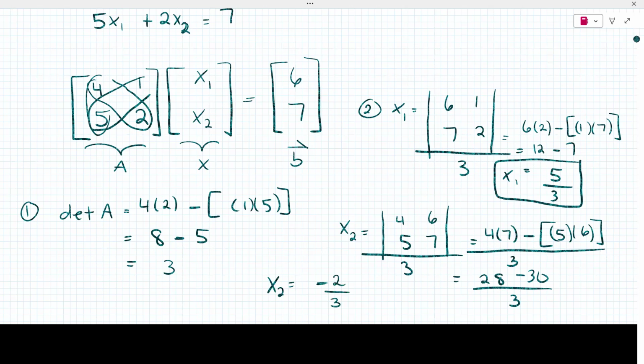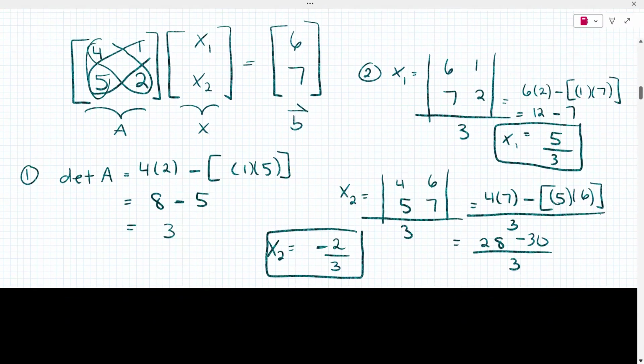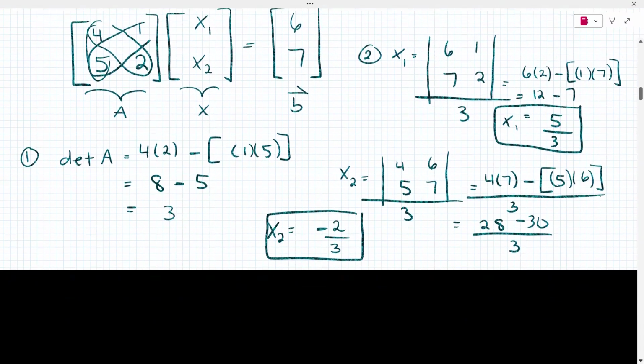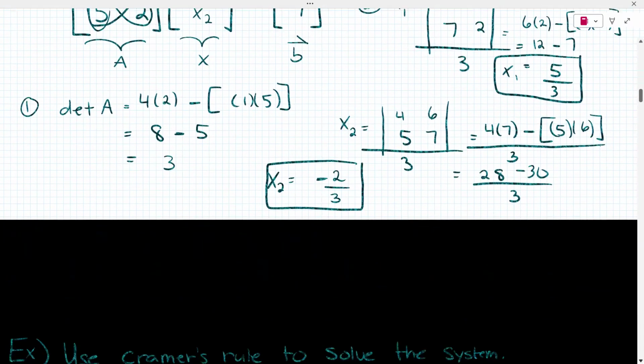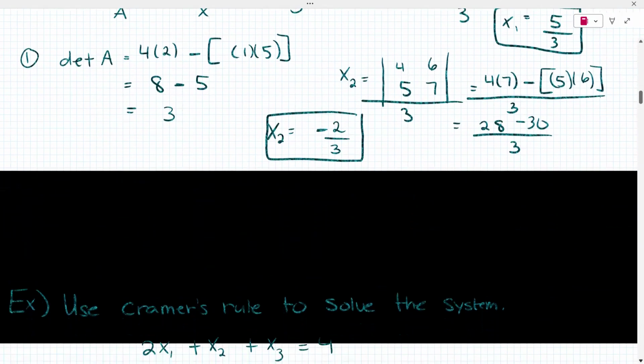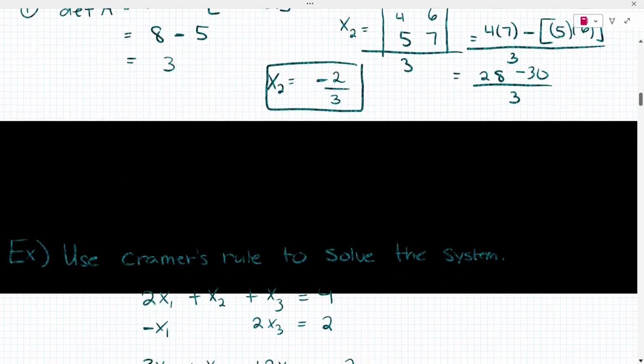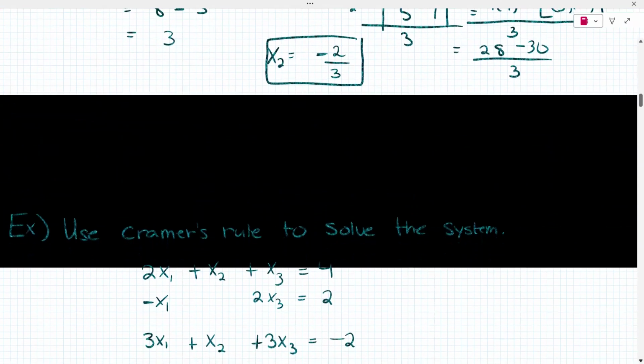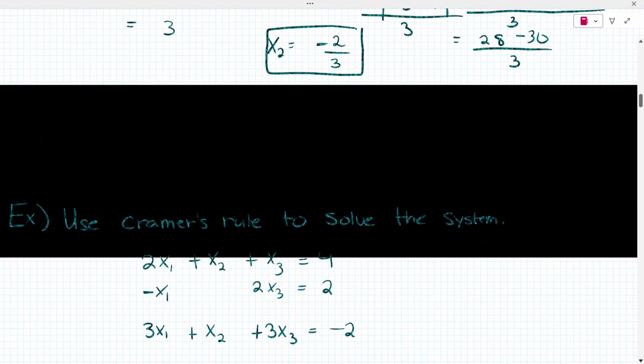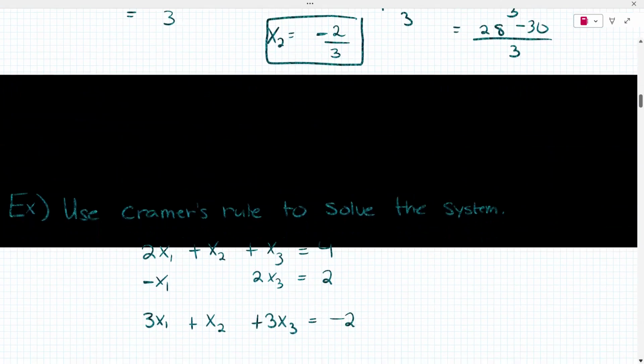Okay, so you found your x1 and your x2. Your x1 is 5/3. Your x2 is negative 2/3 using Cramer's rule. Okay. Let's do another example using Cramer's rule, but it will be like 3 by 3. So remember, Cramer's rule can only be used in square matrices. So a 2 by 2, 3 by 3, 4 by 4, etc. Okay, on this example, it says use Cramer's rule to solve the system.